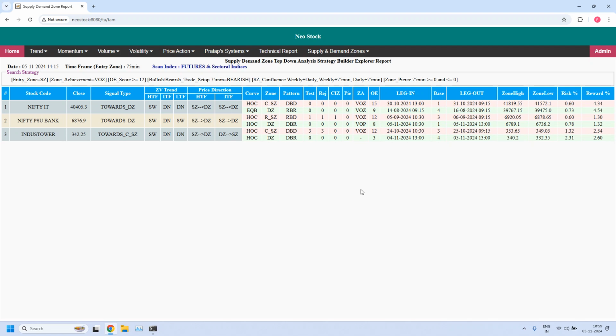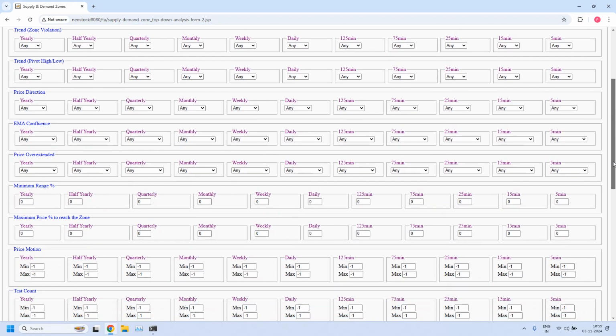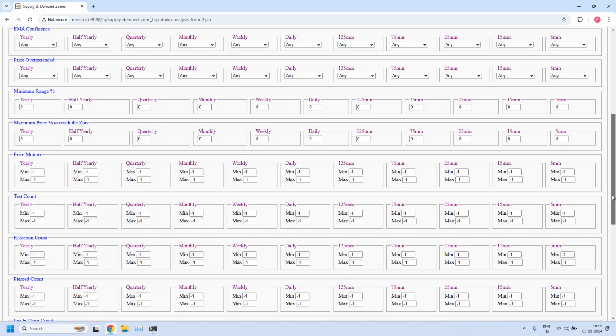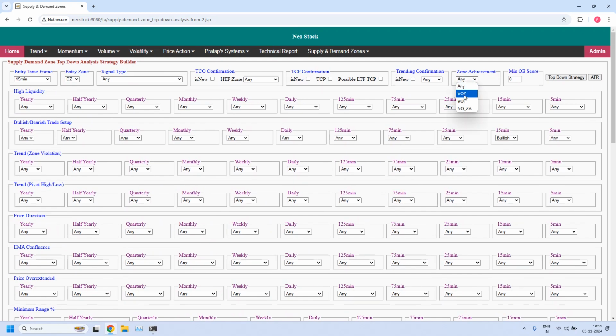Okay, next let us look for bullish trade setup for daily income trade. That is entry time frame 15 minutes. Entry zone is demand zone. In bullish or bearish trade setup at 15 minutes, I am selecting bullish. The 15 minutes demand zone should not be pierced. So in the pierced count at 15 minutes time frame, I am setting minimum value 0, maximum value 0. That means zone is not pierced. Zone achievement VOZ, minimum odd and enhanced score 12. All three filters are applied to 15 minutes demand zone.